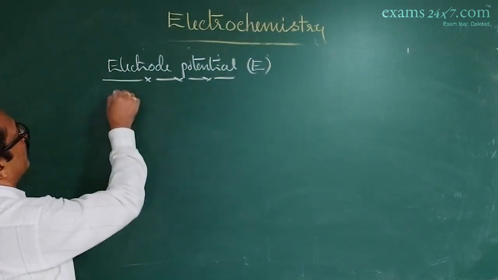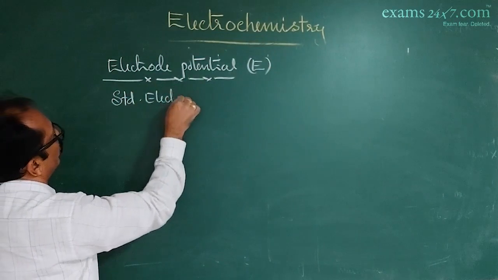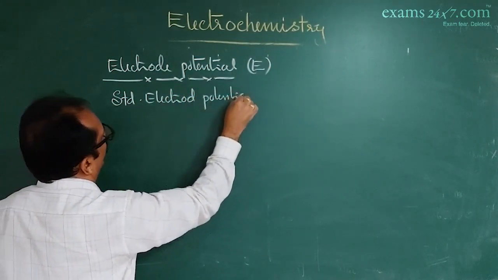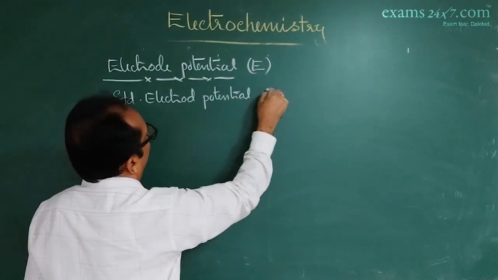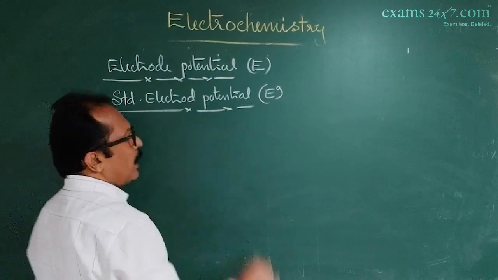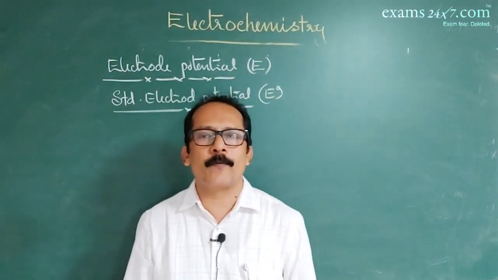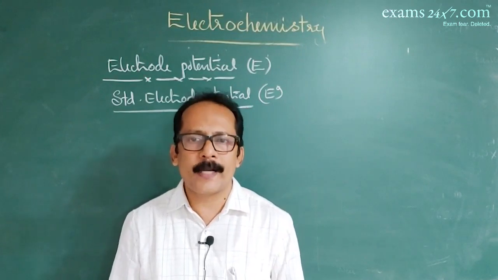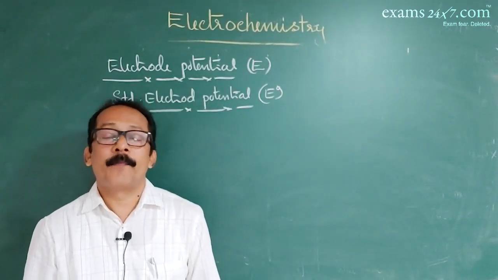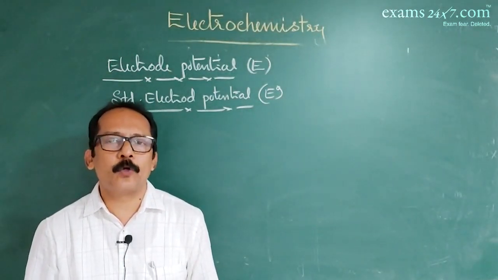Next one, standard electrode potential. Standard electrode potential is E naught. It is the potential developed when a metal is in contact with a 1 molar solution of its own ions at 298 Kelvin and 1 bar pressure. The potential thus developed is called the standard electrode potential.